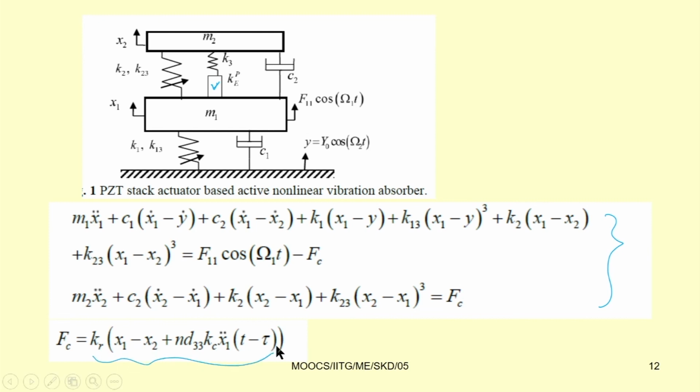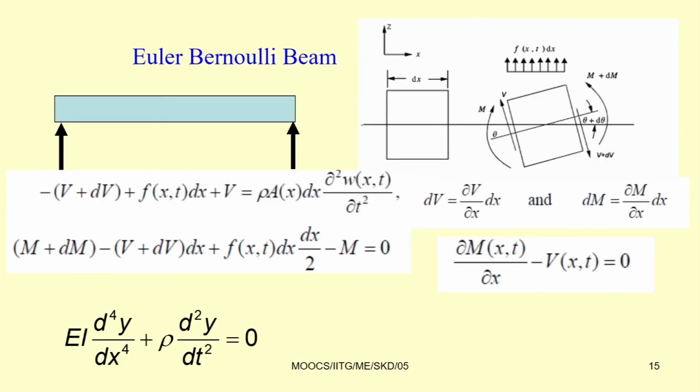So, this way by using the free body diagram, one can find the equation of motion for a 1 degree of freedom system, 2 degree of freedom system or multi degree of freedom system, or one can find the equation of motion for a lumped parameter system. So, in today's class we are going to study the equation of motion for continuous systems.